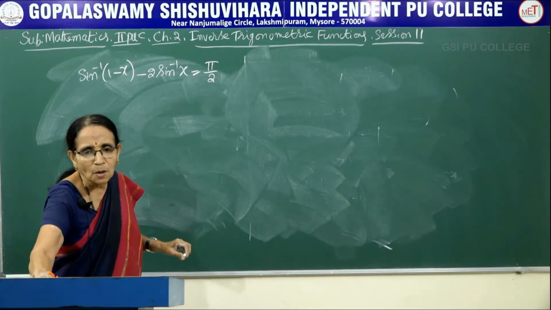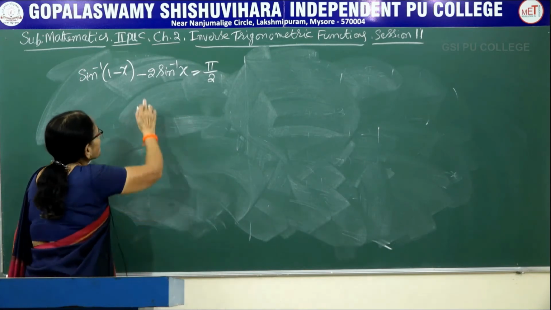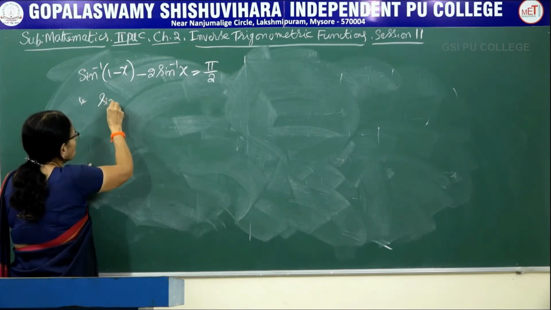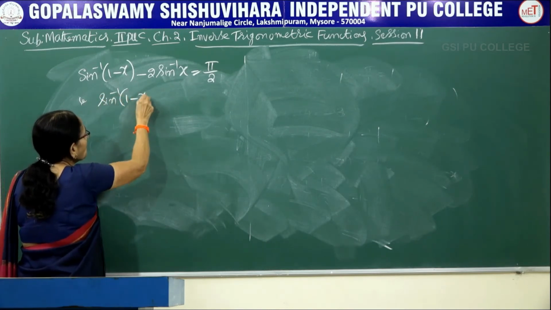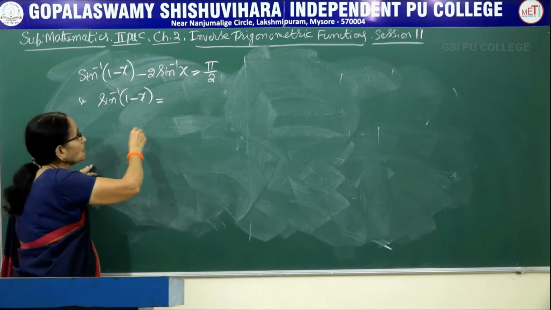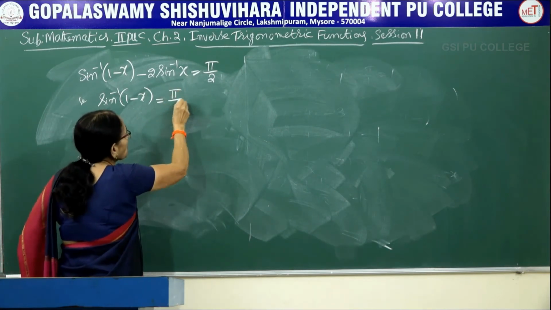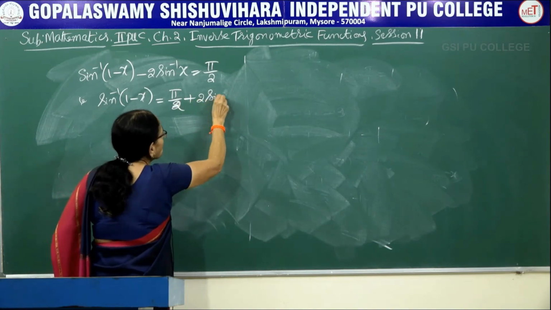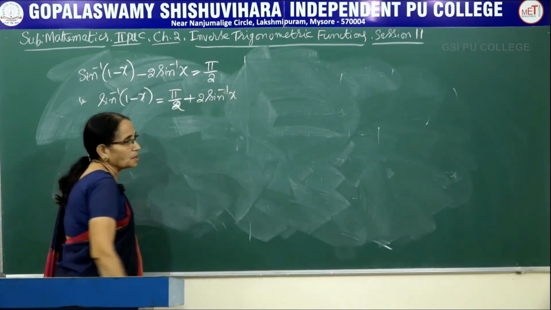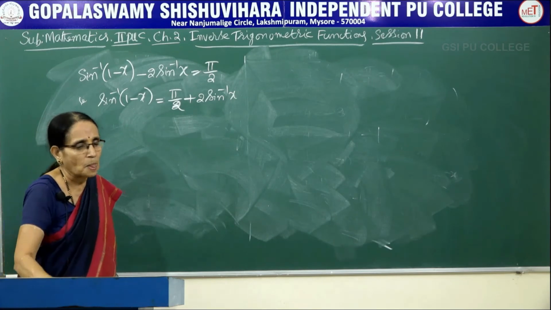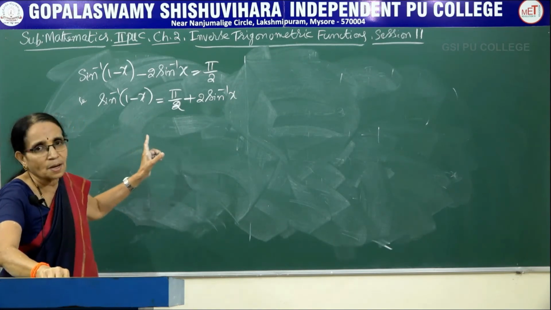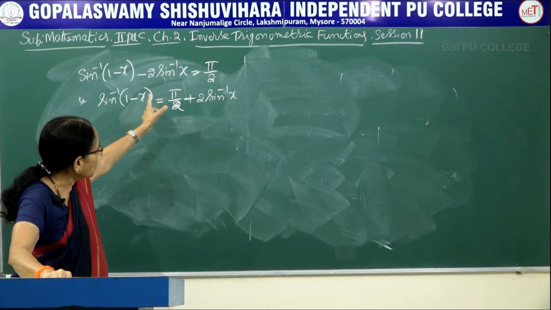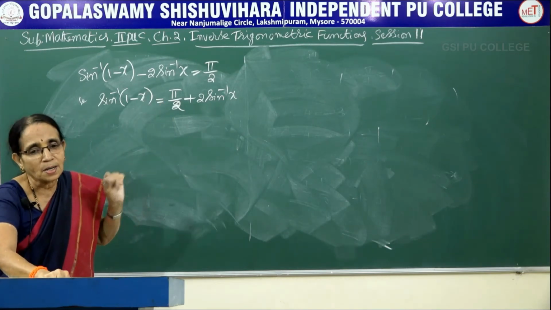Now, first step is, I shift this negative term to the right hand side. That is, sine inverse of 1 minus x, keep it on the left hand side. That would be equal to pi by 2 plus 2 times sine inverse of x. Carefully understand the problem. Sine inverse 1 minus x, I have written it on the left hand side. I have shifted minus 2 sine inverse x to the right hand side.